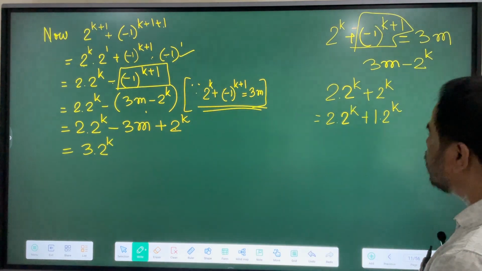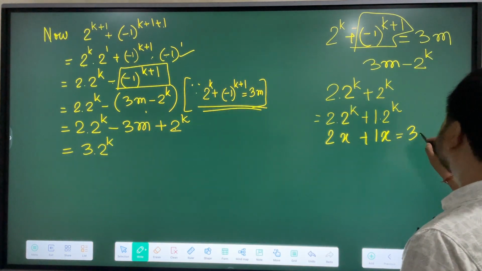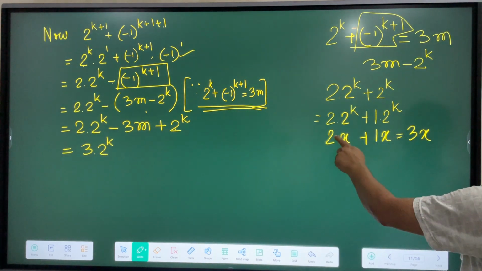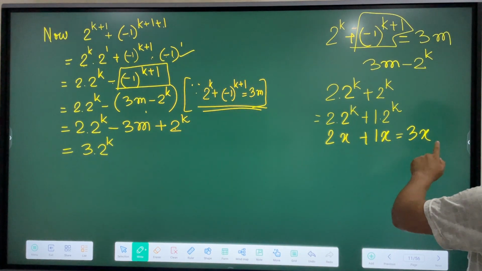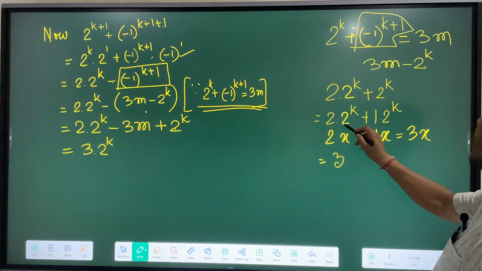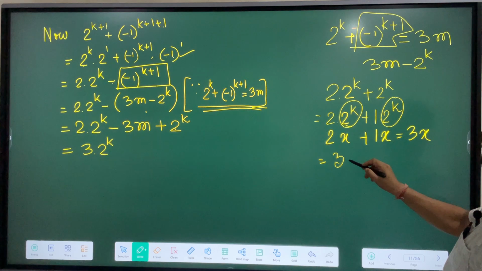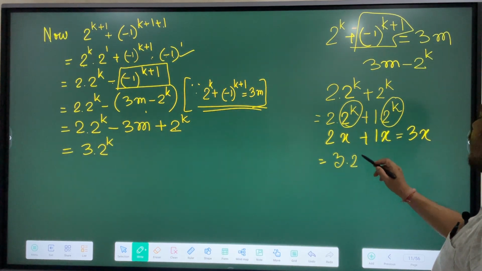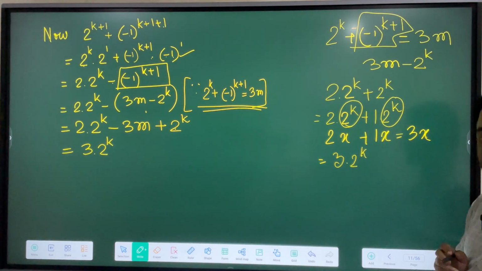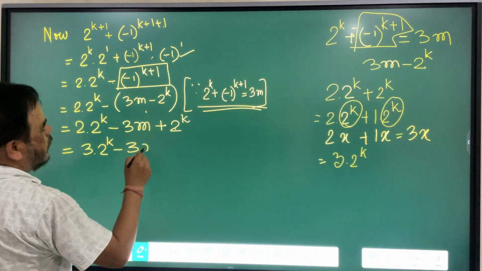Same thing. It is like this: 2x plus 1x equals 3x. What is x? This is x. 2x plus 1x is 3x. What is x? 2 to the power k. 3x means 3 into x, so 3 into 2 to the power k. I hope you understand. Minus 3m.